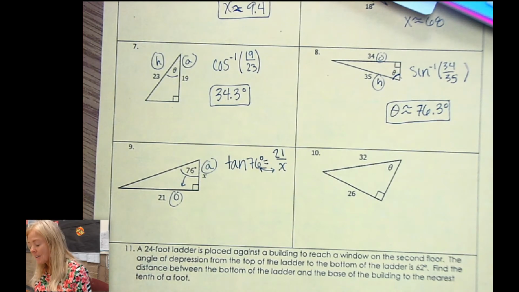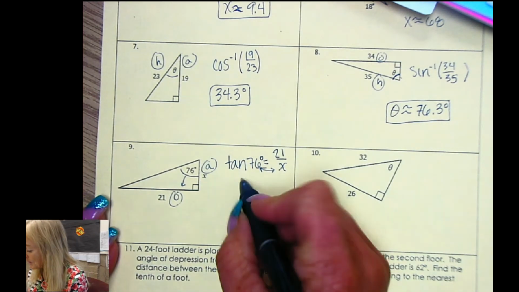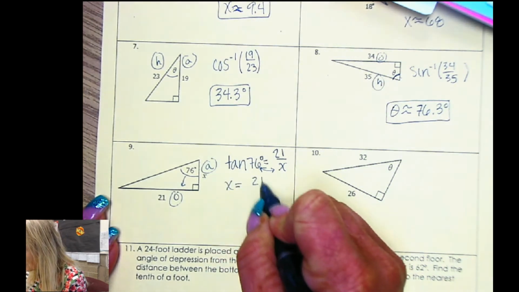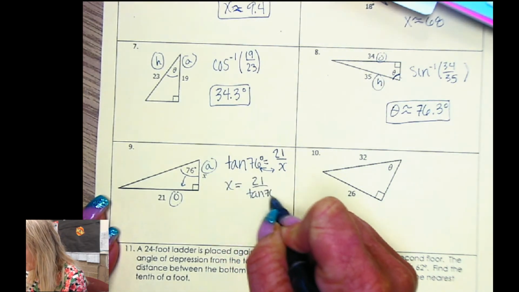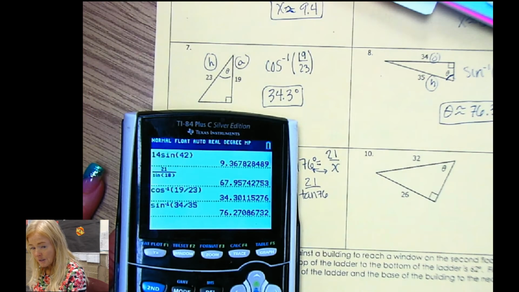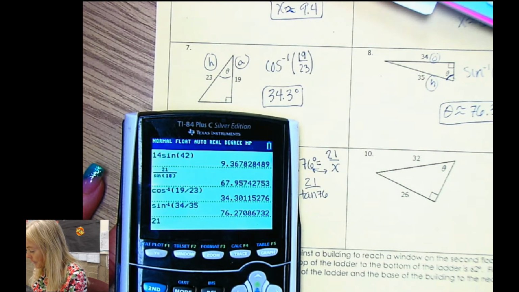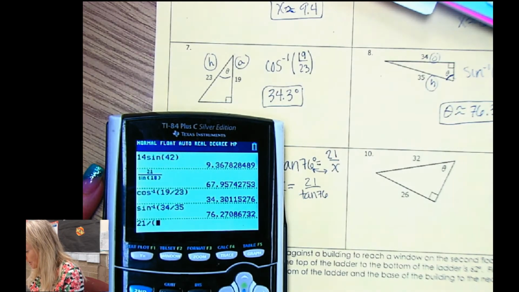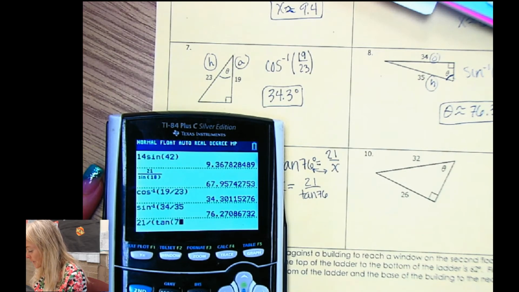So again, the x is in the denominator, so we're just going to switch the two in order to solve for x. So x is equal to 21 over tangent 76. On your calculator, I'm going to do 21 divide, and show you how to do this if you don't have the N over D button. If you put that tangent 76 in parentheses, you shouldn't have any problem.